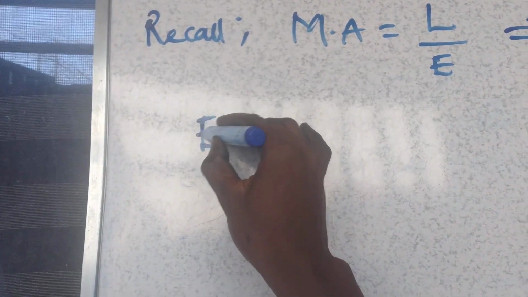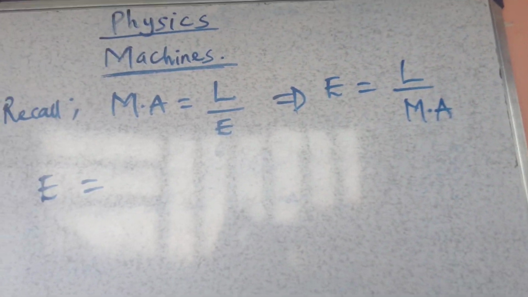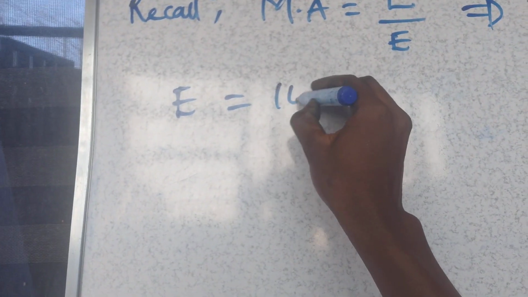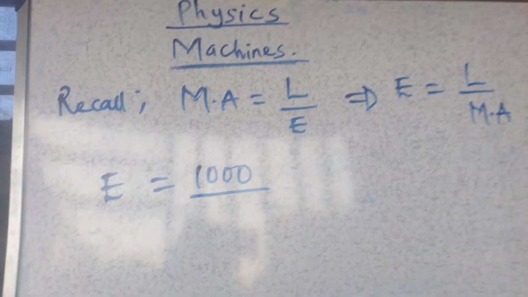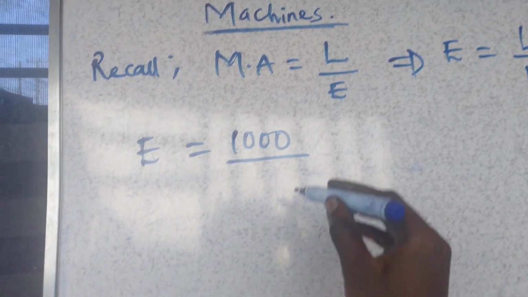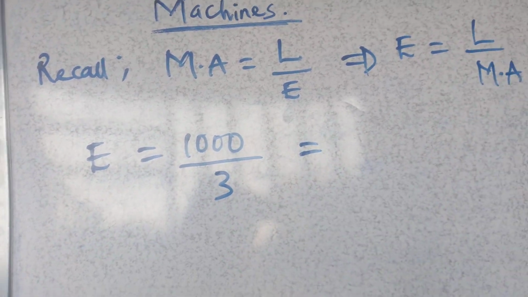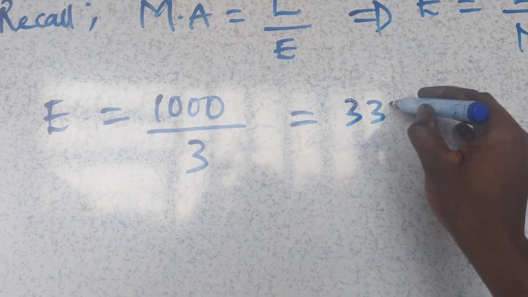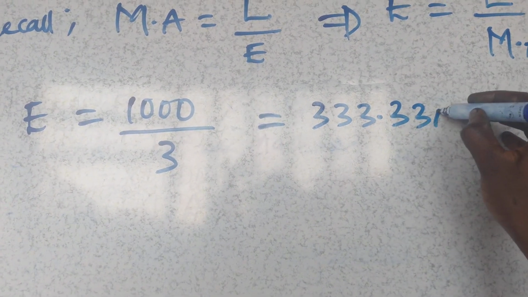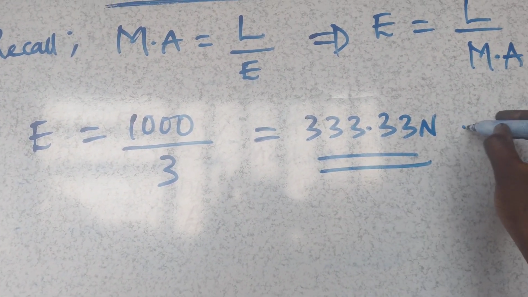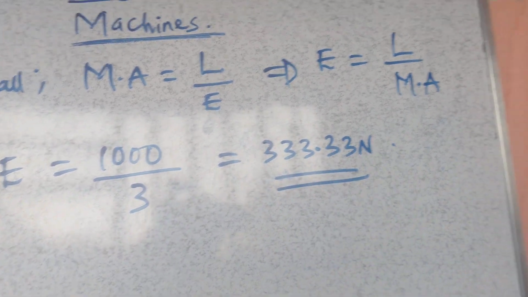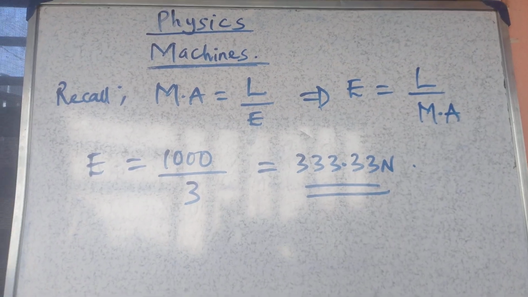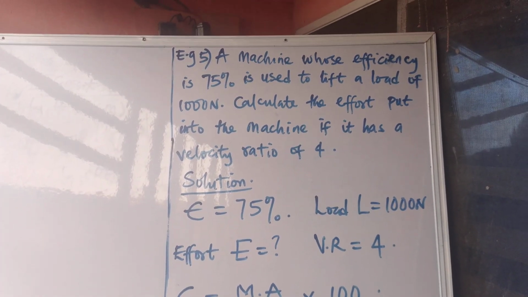So my effort now will be equal to, putting the value of the load, which is given to us as 1000 Newton, 1000 divided by the mechanical advantage, which is 3. So when I divide 1000 by 3, I'll have 333.33 Newton. That's the effort, 333.33 Newton.